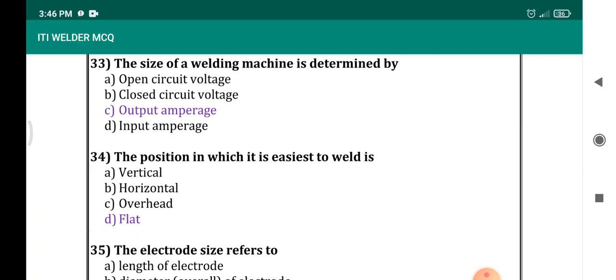The position in which it is easiest to weld. We mainly have 6 different positions for welding, called 1G, 2G, 3G, 4G, 5G, 6G. You may have heard about a 6G welder, who is experienced and qualified for welding in all 6 positions. The best and most effective position is the flat position, an easy position.